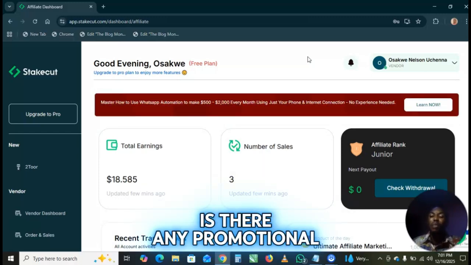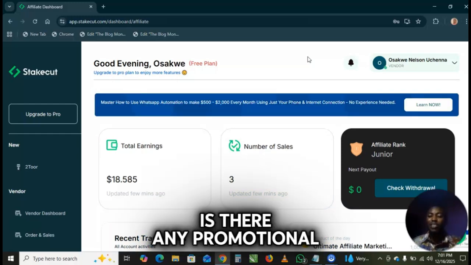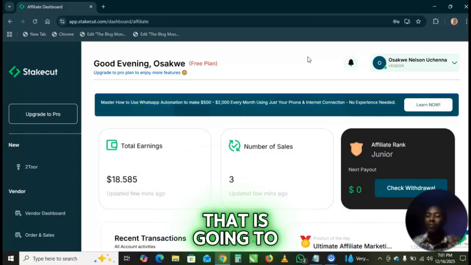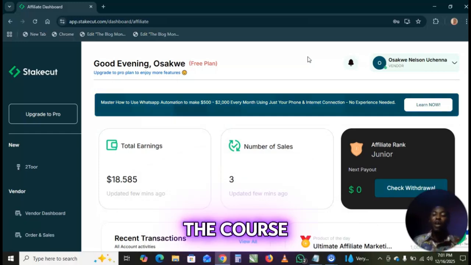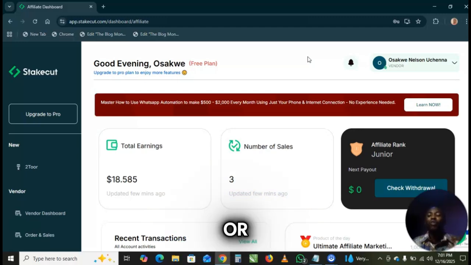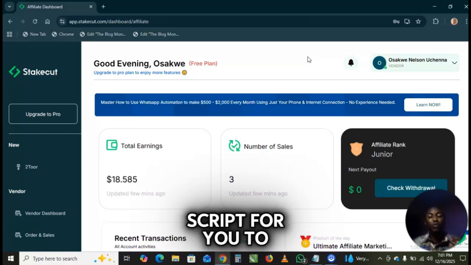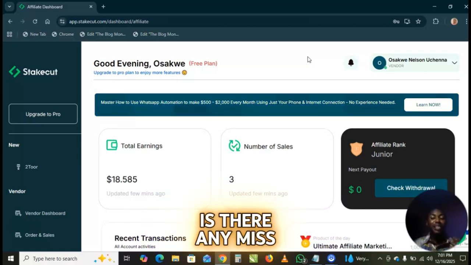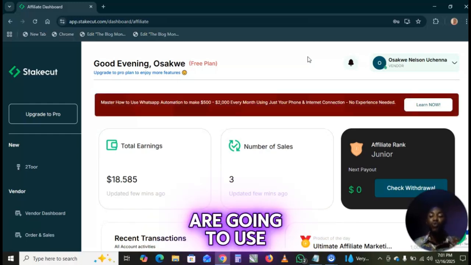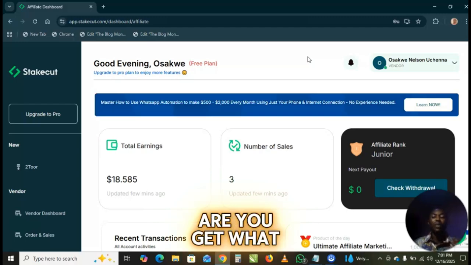And the third one is the course creator. Is there any promotional material for you as an affiliate? You want to promote a course, is there any promotional material that is going to help you to promote the course, or you're going to be the one that is going to sit down and draft the promotional material? Is there any WhatsApp script for you to promote the course? Is there any mail series? Is there any Facebook ad copy that you are going to use so that the promotion of the course can be easy for you? Are you getting what I'm saying?